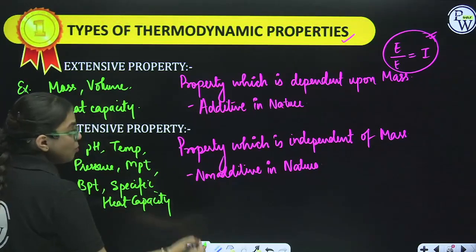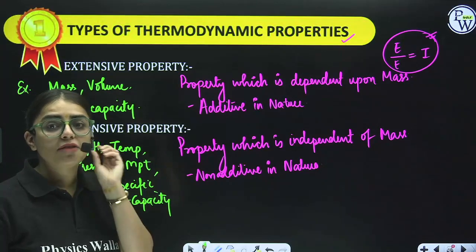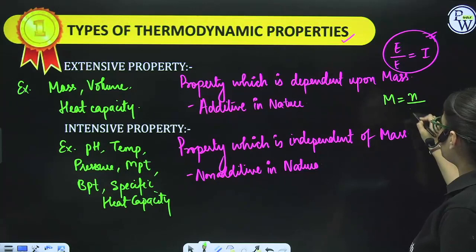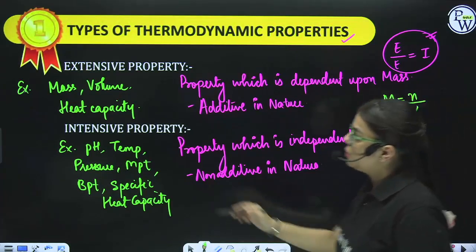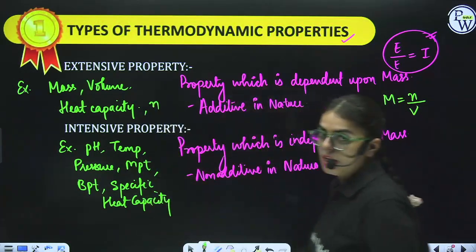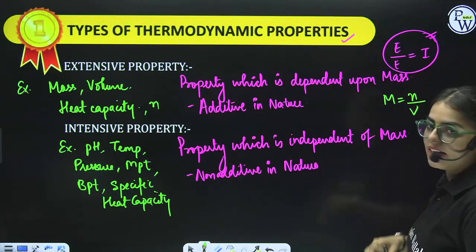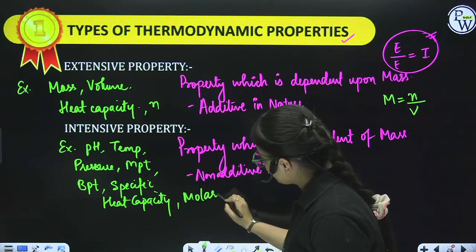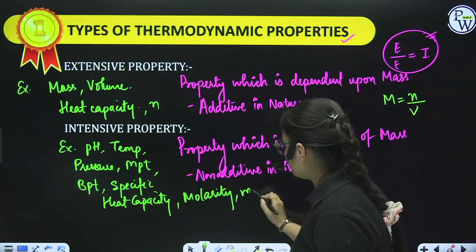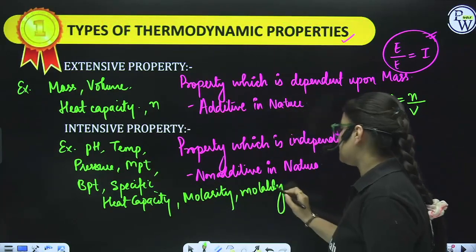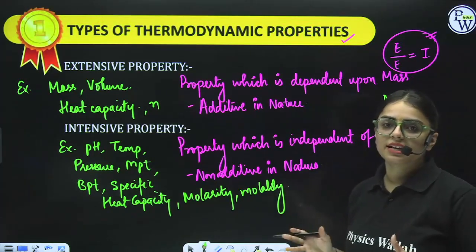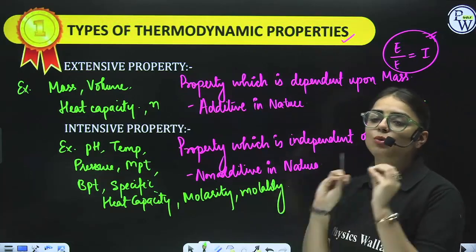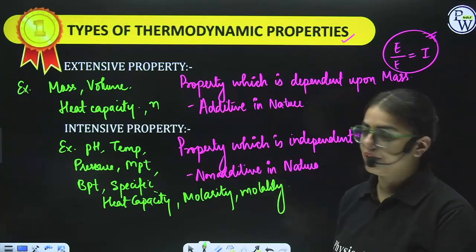Then let's take some more examples. For example, if I have molarity. Now what is molarity, students? Molarity is number of moles of solute by volume of solution. Now let me tell you, number of moles is also an extensive property. So extensive by extensive gives an intensive property. That means molarity is an intensive property. Molality is an intensive property. Normality is an intensive property. Now you know what is an extensive and what is an intensive property, students. You can pause the video and write down each and every term that I'm explaining over here.